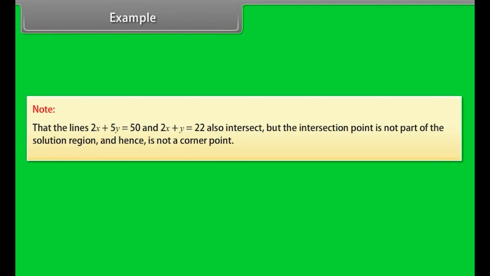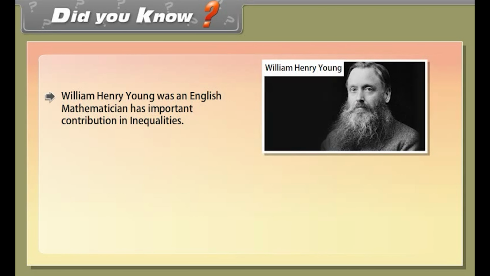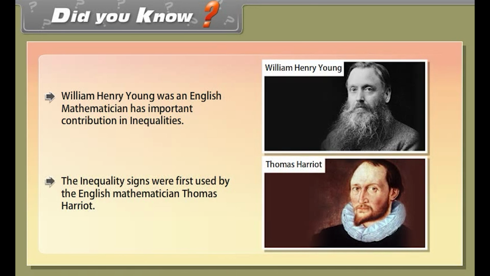Note that the lines 2x plus 5y is equal to 50 and 2x plus y is equal to 22 also intersect, but the intersection point is not part of the solution region and hence is not a corner point. Did you know? William Henry Young, an English mathematician, made important contributions to inequalities. The inequality signs were first used by the English mathematician Thomas Heriot.